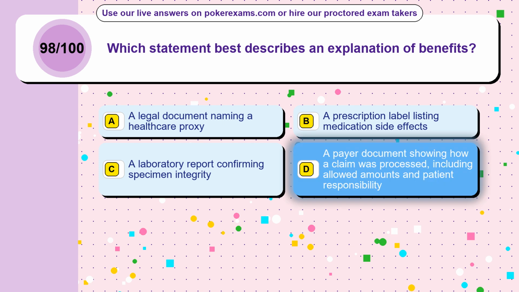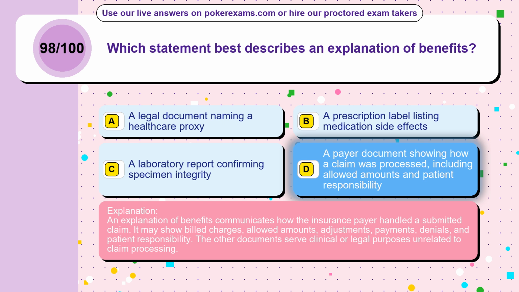The correct answer is option D, a payer document showing how a claim was processed, including allowed amounts and patient responsibility. An explanation of benefits communicates how the insurance payer handled a submitted claim. It may show billed charges, allowed amounts, adjustments, payments, denials, and patient responsibility. The other documents serve clinical or legal purposes unrelated to claim processing.